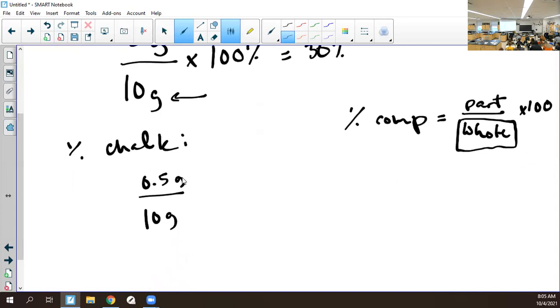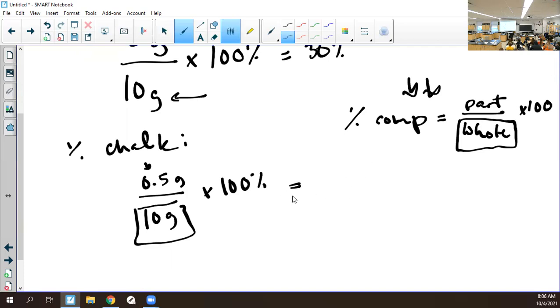Okay, so if we're looking at chalk, we're looking at the same mixture that we started out with. So our evaluation of a percent is going to be looking at the same starting material. It'll be a different part because we're looking at chalk. But again, we're just following this formula here, part over the whole times 100. So what percent does this end up being?